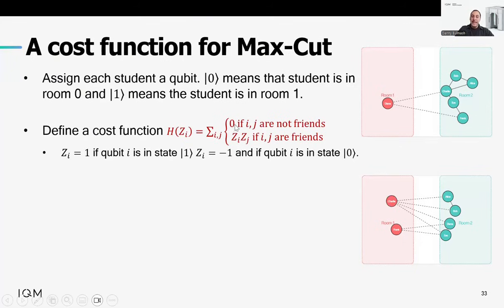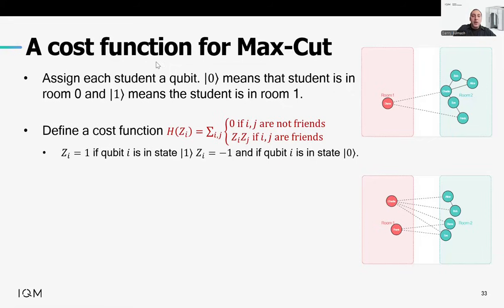So our students are labeled by i. In this case, we have 6 students, so i is going to run from 1 to 6. Zi is 1 if qubit i is in state 1, and Zi is -1 if qubit i is in state 0. So what that means is we're saying if there's a student in room 0, they get a -1, and if there's a student in room 1, they get a +1.